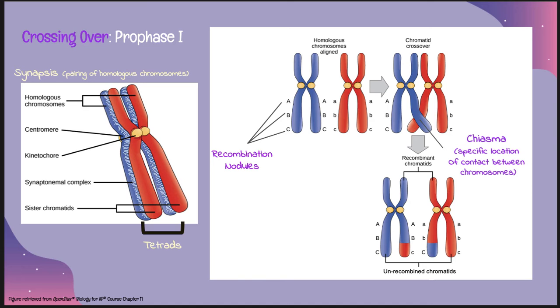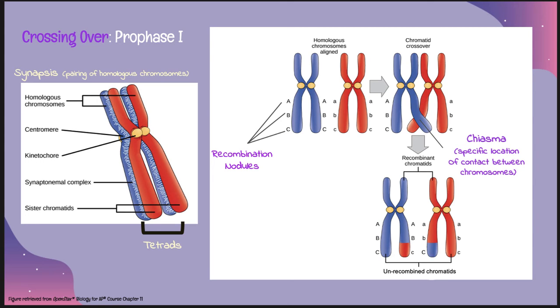A chiasma is a specific location of contact between homologous chromosomes, where DNA information is exchanged. The number of chiasmata varies according to the species, but there must be at least 1 chiasma per chromosome for proper separation of homologous chromosomes. However, there can be as many as 25 chiasmata.